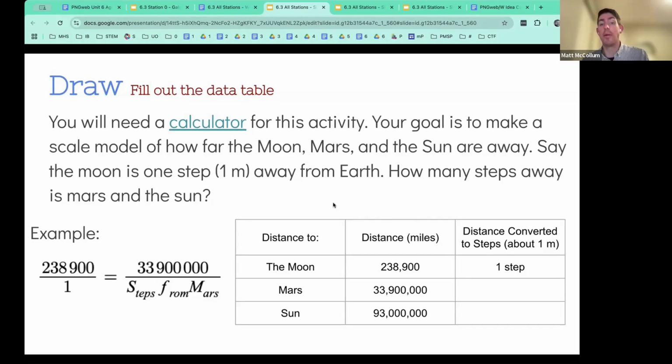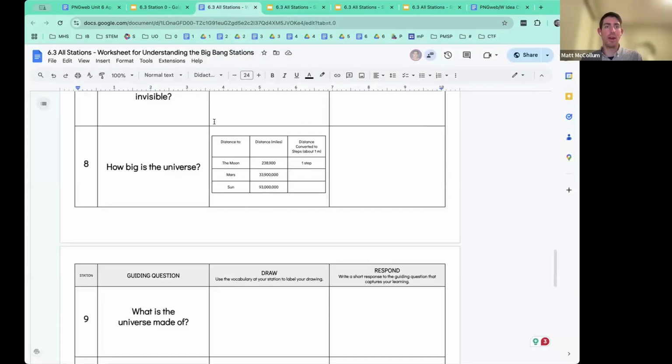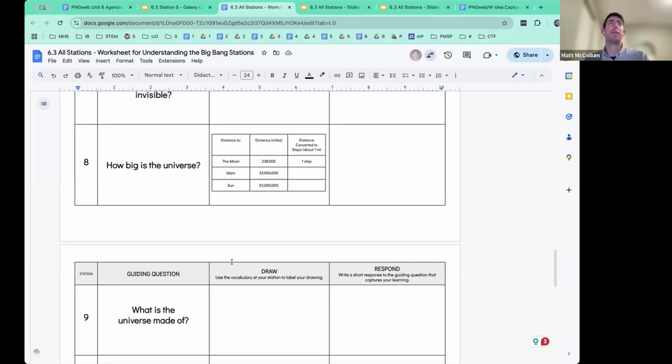If the moon is one step away, how many steps away is Mars? How many steps away is the sun? So just a good aspect of doing some proportional reasoning, doing some calculation for how big is the universe. Yeah, and then maybe I'll hand station 9 to Bradford.